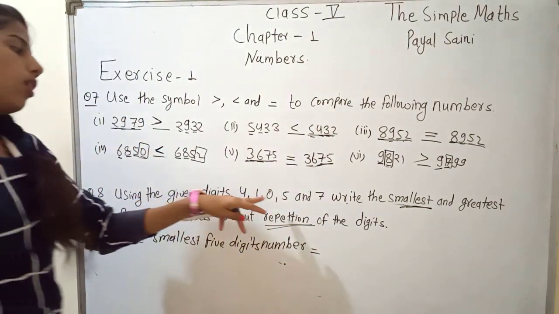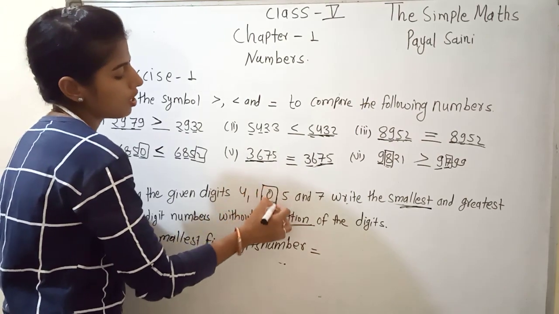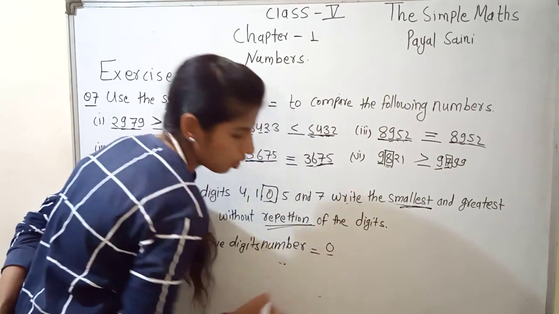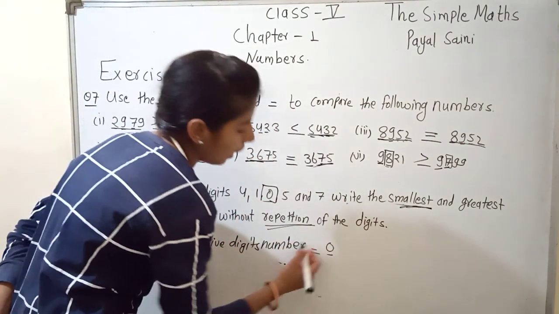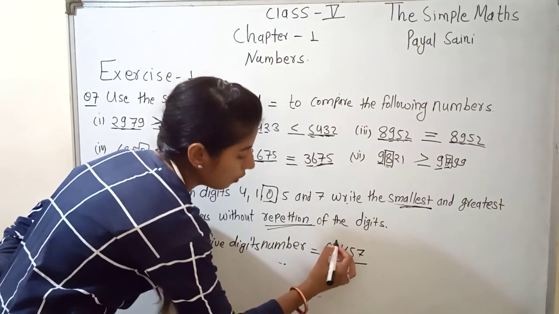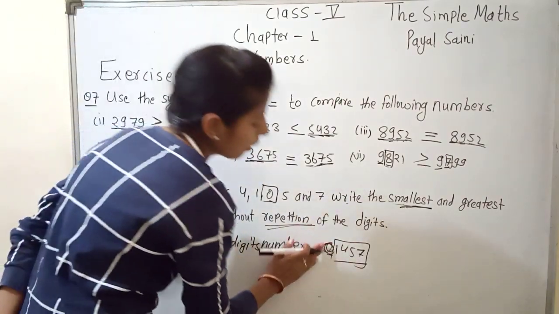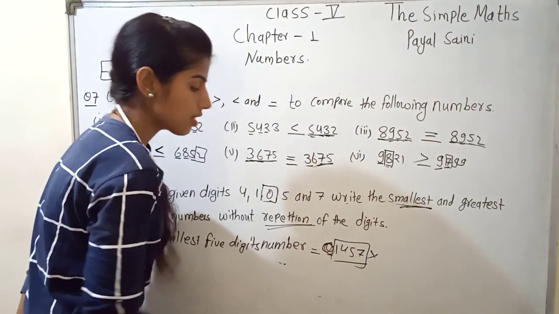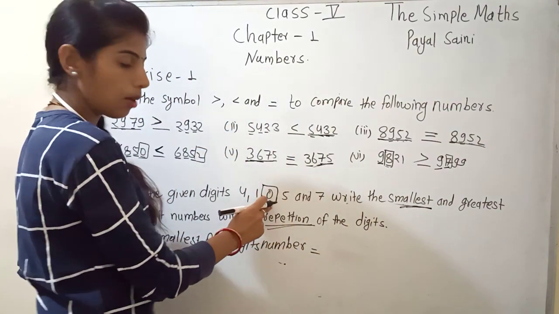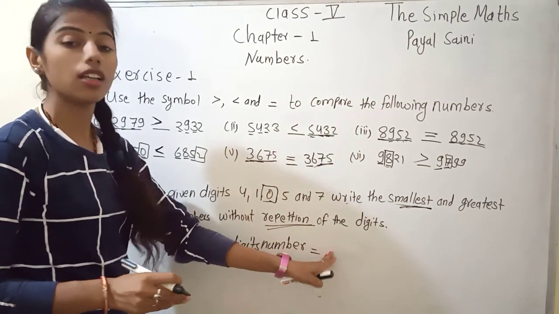We know that the smallest number here is 0. But we know we don't start a number with 0. Why? Because if we start with 0, the 0 has no value. If I write here 0, 1, 4, 5 and 7, then it is only a 4 digit number, because the starting 0 has no value. So this is not our right answer. Then what is our right answer? When we see here, if 0 is coming in your question, then after the 0, the smallest number is what we put here in the one's place.